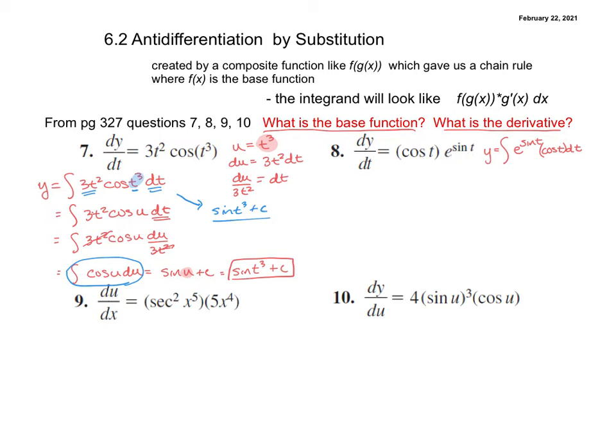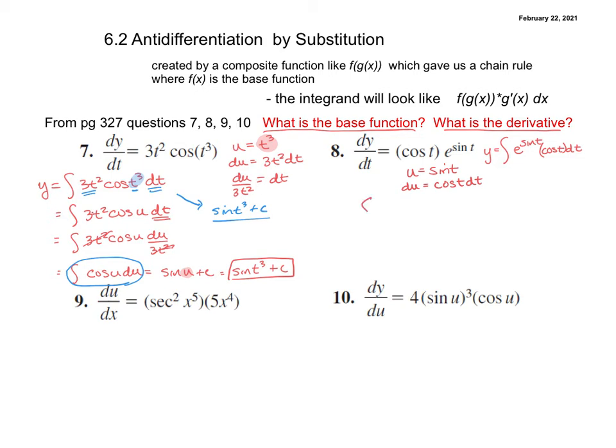So y would be the antiderivative of that, which is the integral of e to the sine of t times cosine of t dt. So I immediately see that I've got e to a function, so that's a composition of functions. And so my u is the sine of t. It's e to the u. And then the du, of course, is going to be the derivative of that, which is the cosine of t, and then times dt. Again, just like a differential.